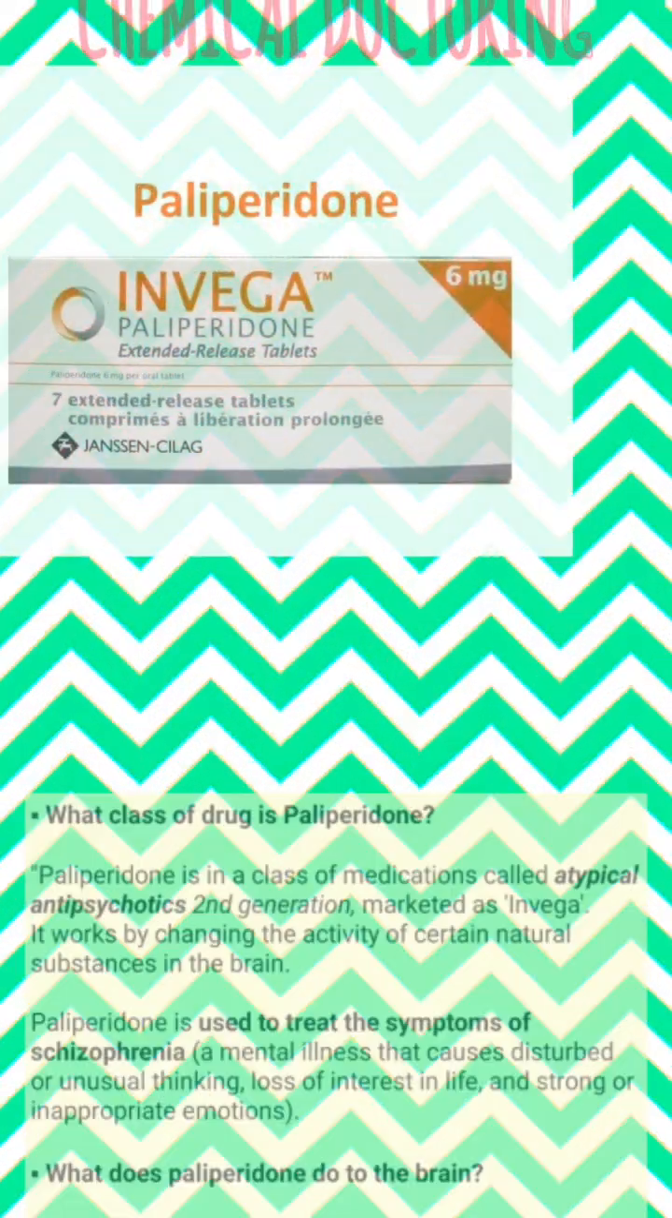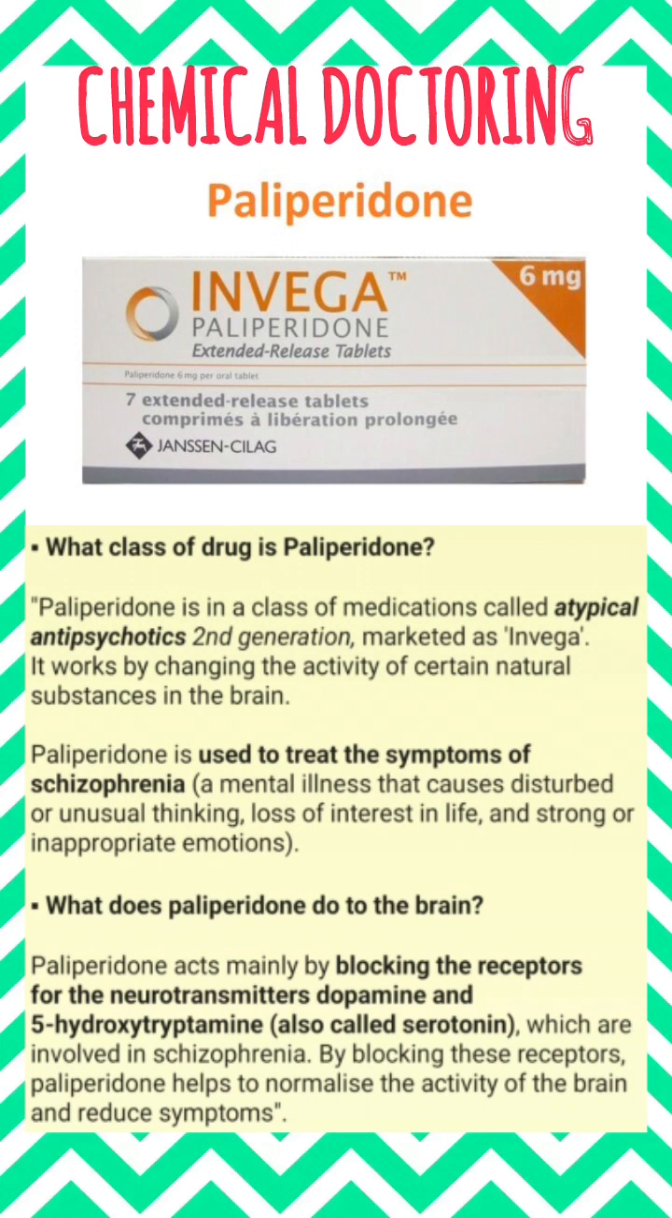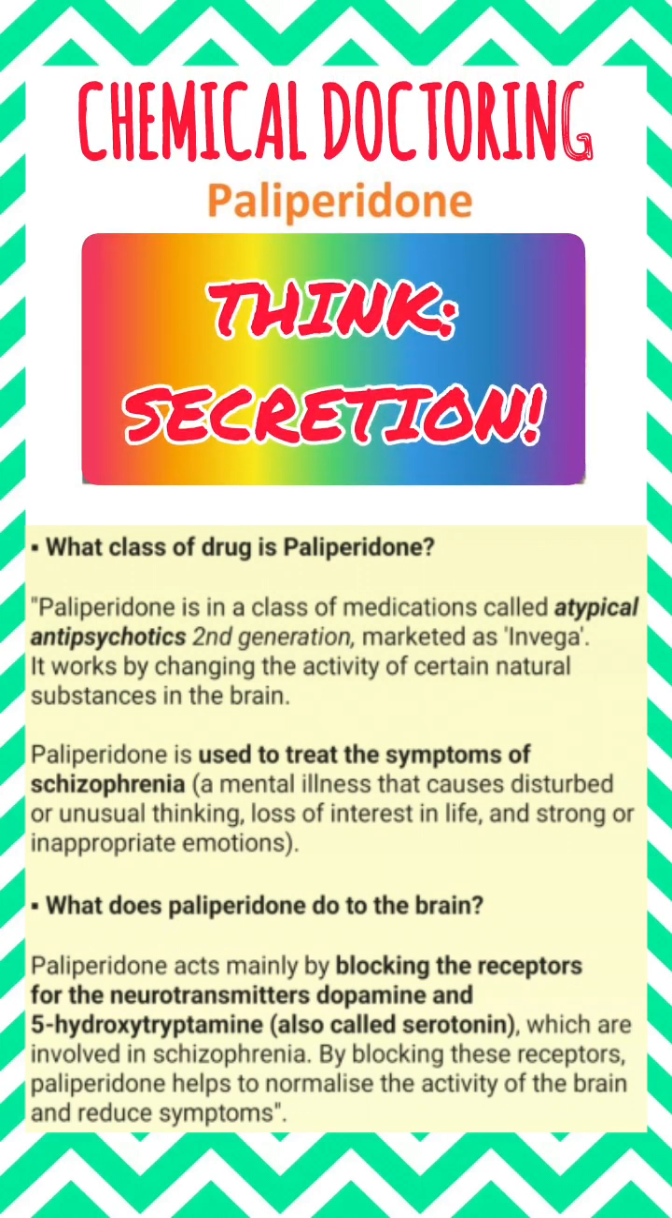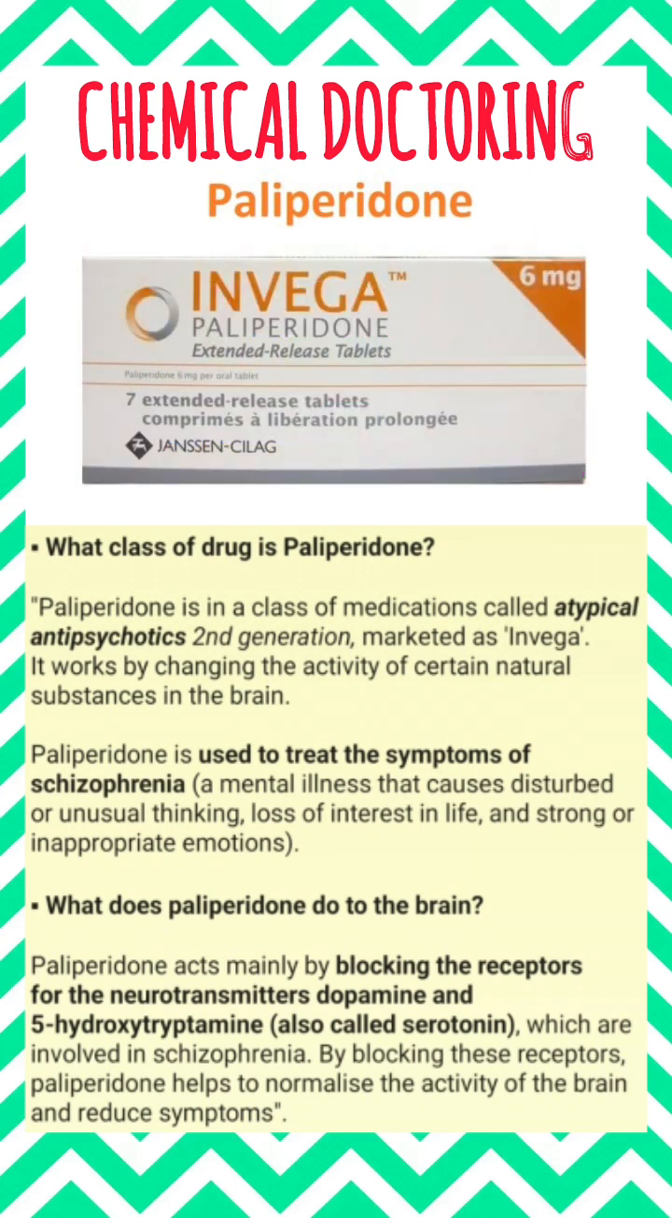What class of drug is paliperidone? Paliperidone is a class of medications called atypical antipsychotics, second generation. Marketed as Invega, it works by changing the activity of certain natural substances in the brain. Paliperidone is used to treat the symptoms of schizophrenia, a mental illness that causes disturbed or unusual thinking, loss of interest in life, and strong or inappropriate emotions.